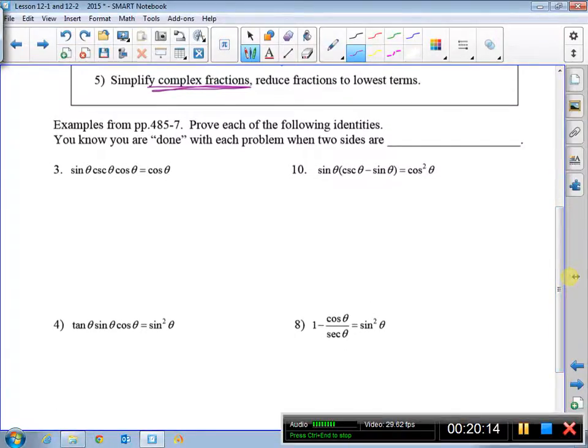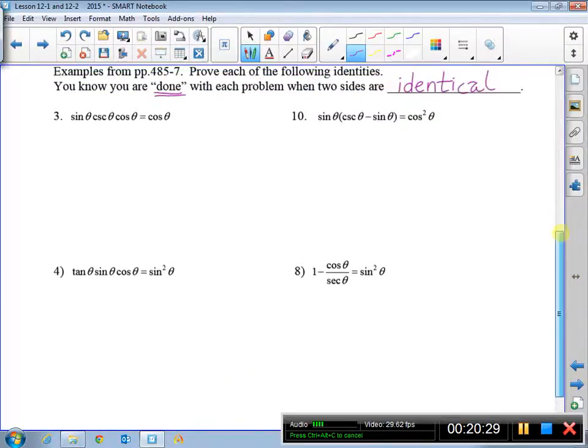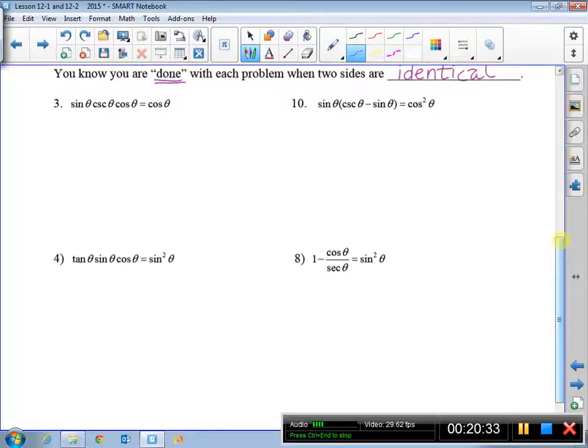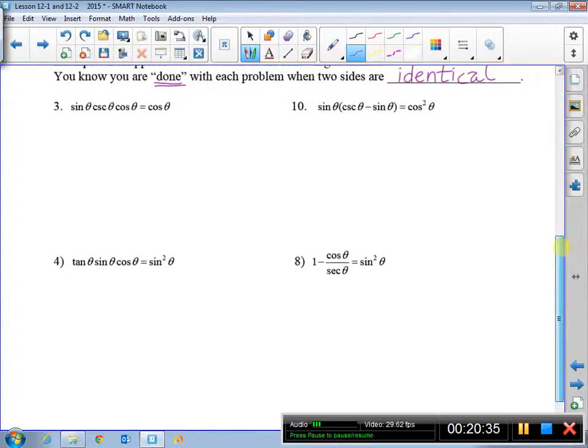So we know when we're proving identities, and we'll skip around here a bit, that we're done when the two sides are identical. They have to be the same on both sides. All right, let's grab a few of these. I put a few extras in, but let's start easy with number 3.